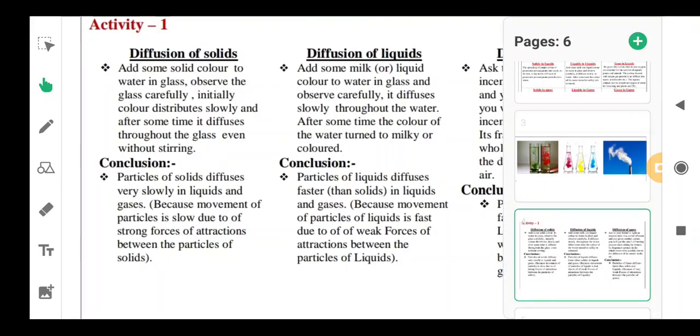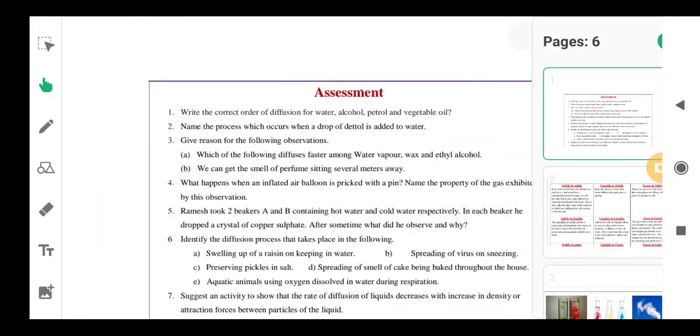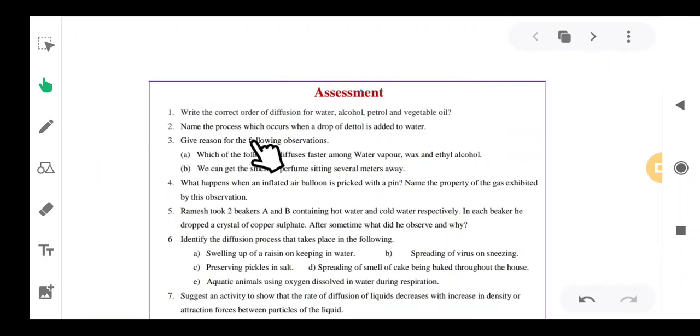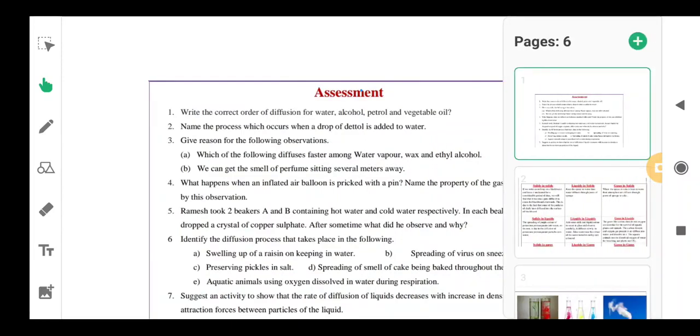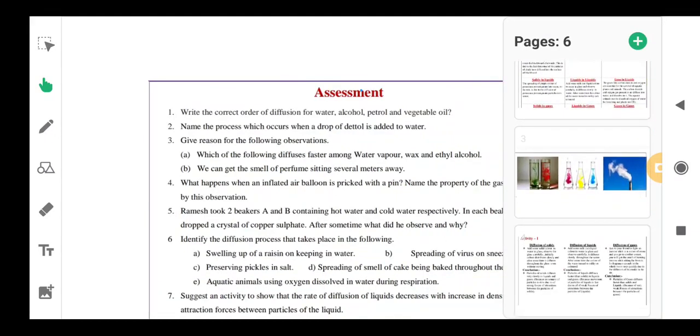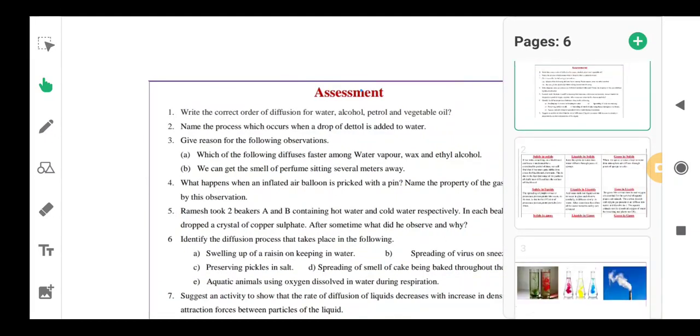ఓకే. సో ఇవి ఎగ్జాంపుల్ కాబట్టి ఇప్పుడు మనకి ఇచ్చిన క్వశ్చన్కి ఆన్సర్ ఏమిటి? నేమ్ ద ప్రాసెస్ విచ్ అకర్స్ వెన్ అ డ్రాప్ ఆఫ్ డెటాల్ ఈజ్ యాడెడ్ టు వాటర్. సో ఇక్కడ డెటాల్ ఈజ్ ఏ లిక్విడ్, వాటర్ ఈజ్ ఆల్సో అ లిక్విడ్. సో the liquid diffusing in liquids. So the process name is diffusion. We have to write the answer diffusion. Diffusion of liquid in liquids. Okay, this is the answer.